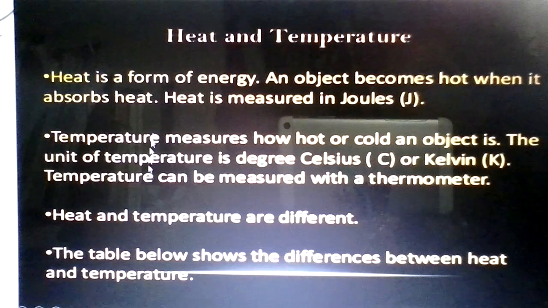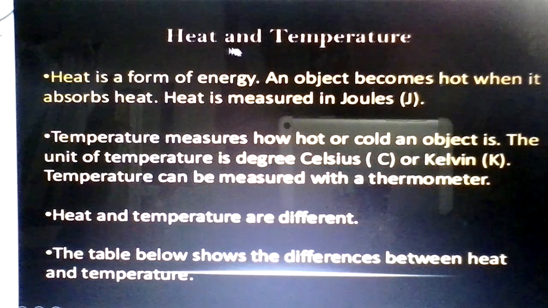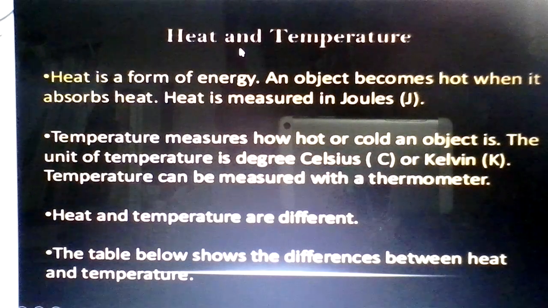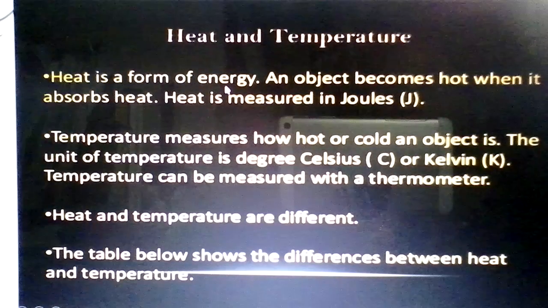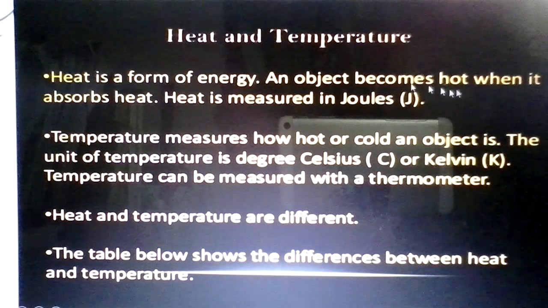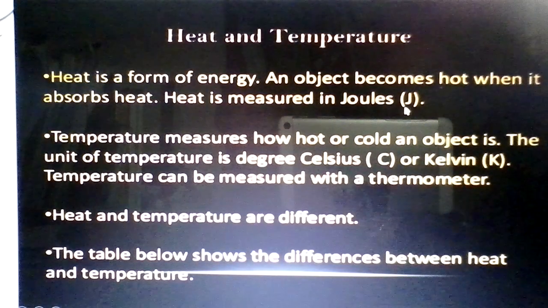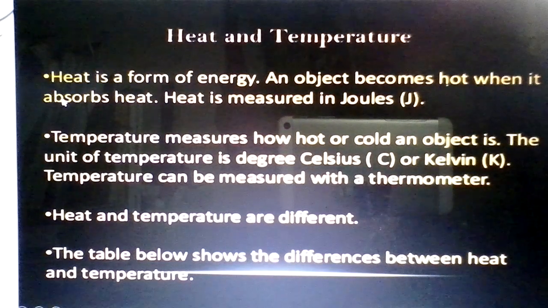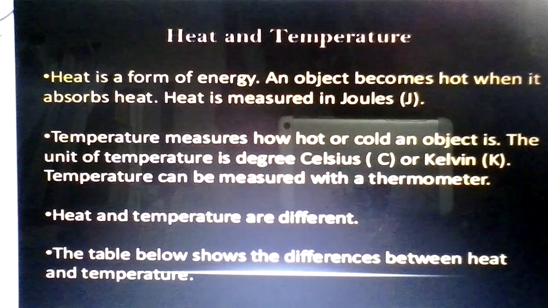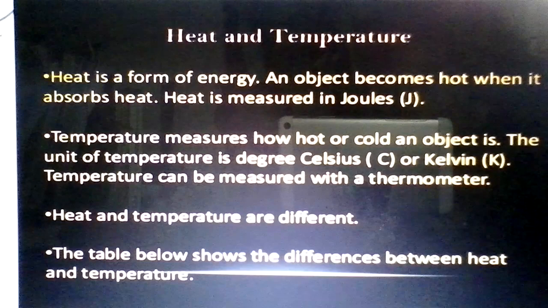So in this topic, we are going to discuss what is heat, what is temperature. Is there any relationship between heat and temperature? Okay, heat is a form of energy. An object becomes hot when it absorbs heat. Heat is measured in joules, capital J. One source of heat is a flame or the sun. The sun is the biggest source of heat.